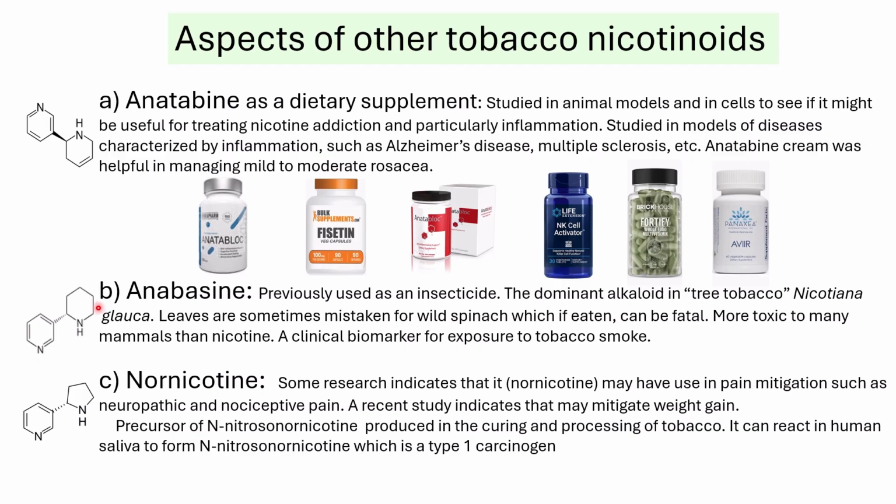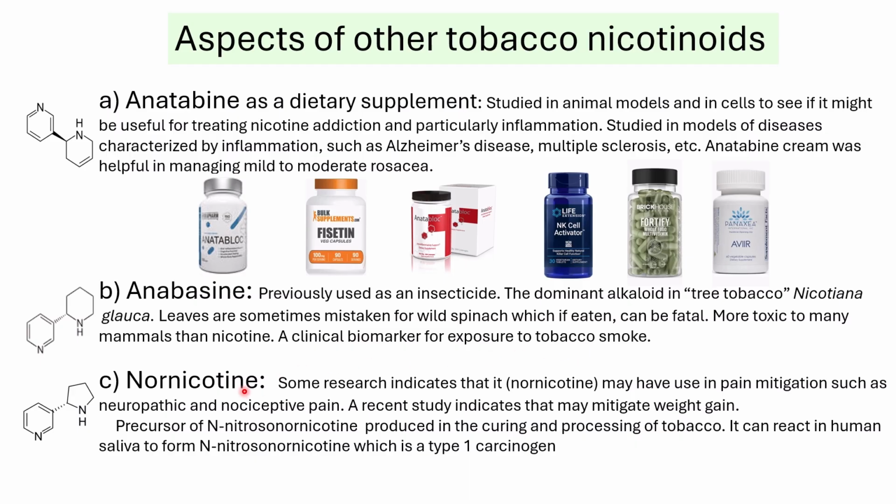Now, anabasine has a similar structure to anatabine, except it has no double bond in this particular location in the six-membered ring. Anabasine was previously used as an insecticide. It's the dominant alkaloid in some plants, including one called tree tobacco. The tree tobacco leaves are sometimes mistaken for wild spinach, which if eaten can be fatal. Anabasine is considered more toxic to many mammals than nicotine. It's also a clinical biomarker for exposure to tobacco smoke.